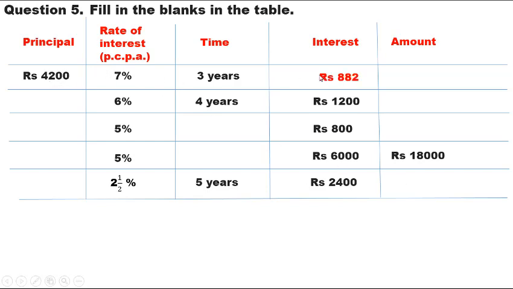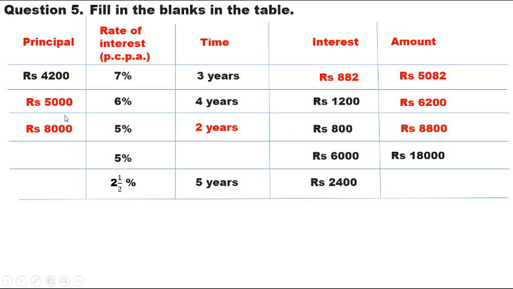Here the first one is 882. Second one is 5,082. Then 5,000, total amount, 5,000 plus 1200 is equal to 6,200. Third example, rupees 8,000 for 2 years, 8,800. 8,000 plus 800 is equal to 8,800. Next one is the 12,000 plus 10 years, answer is 18,000. 19,200, 21,600.